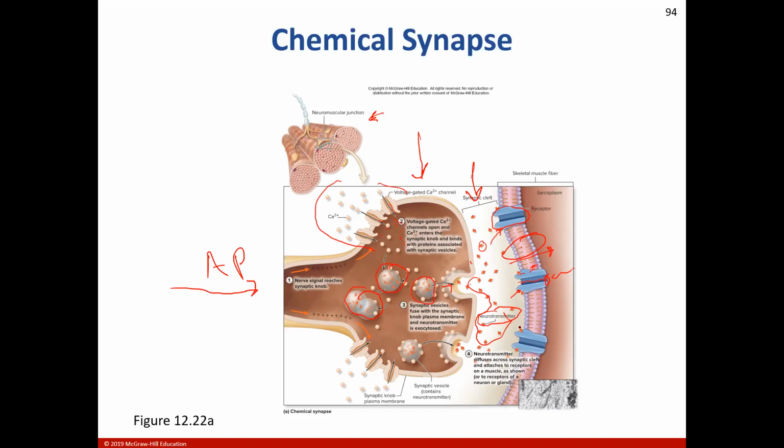So the neurotransmitter binds to the receptor and then opens up this channel. And guess what's coming in now? Sodium.